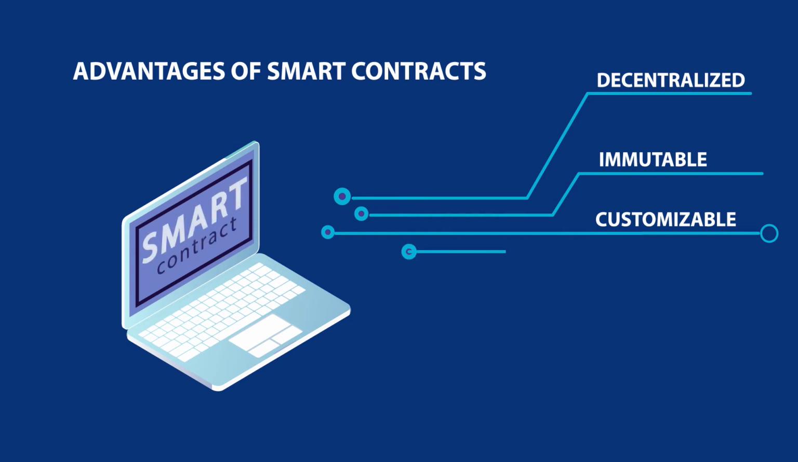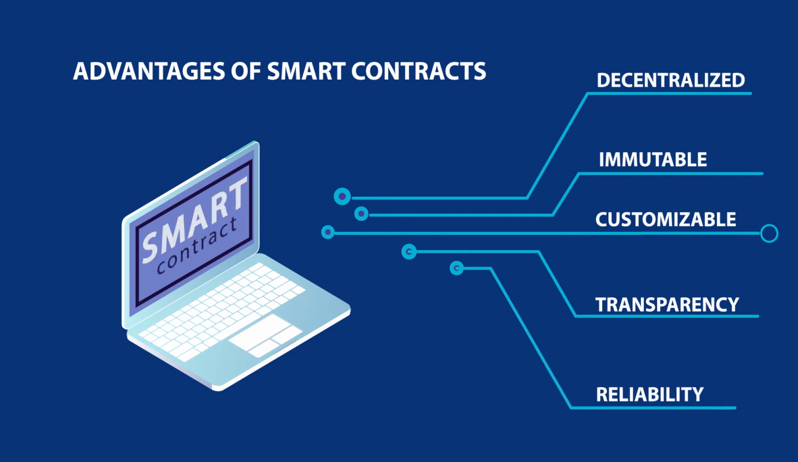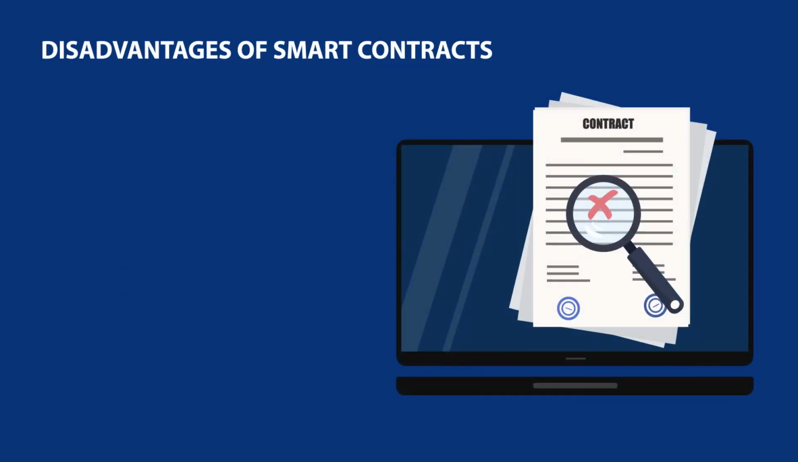The next pro is transparency. Since smart contracts are based on a public ledger, their source code is available to everyone. And the next one is reliability. Data recorded in the blockchain cannot be changed or shut down. If one party of the transaction does not fulfill its duties, the other party will be protected by the terms of the contract. But are there any disadvantages of this technology?